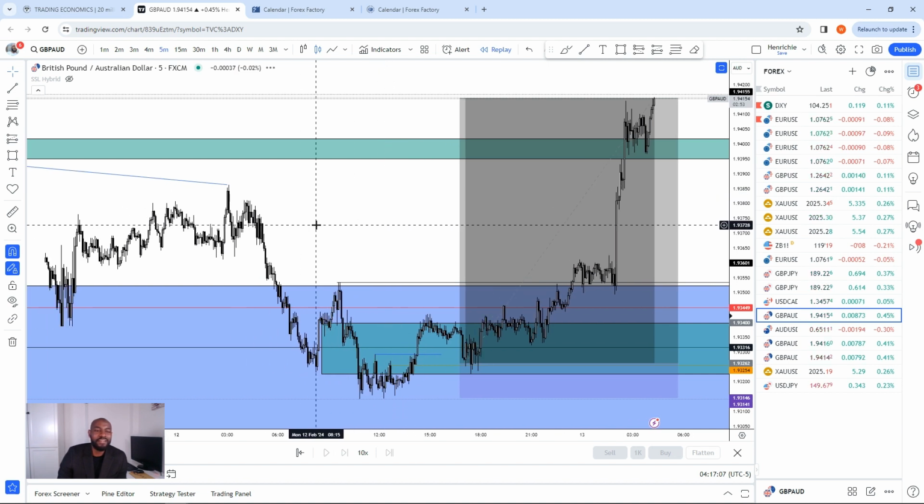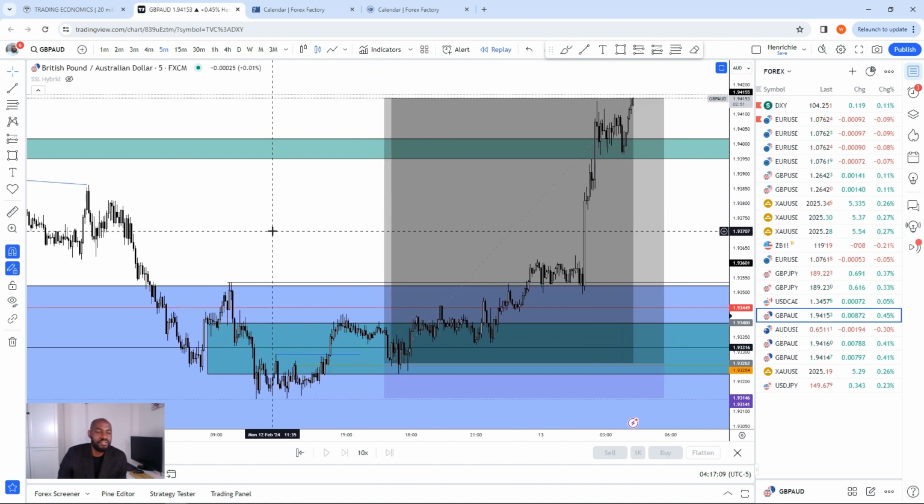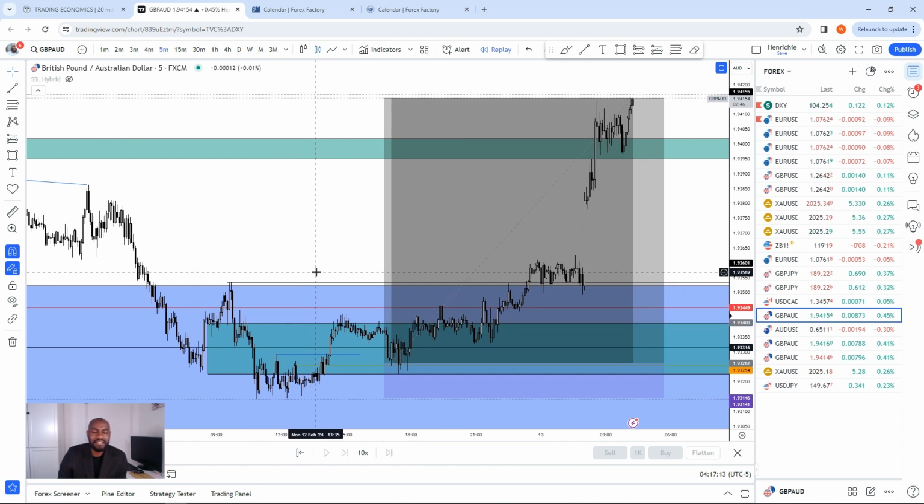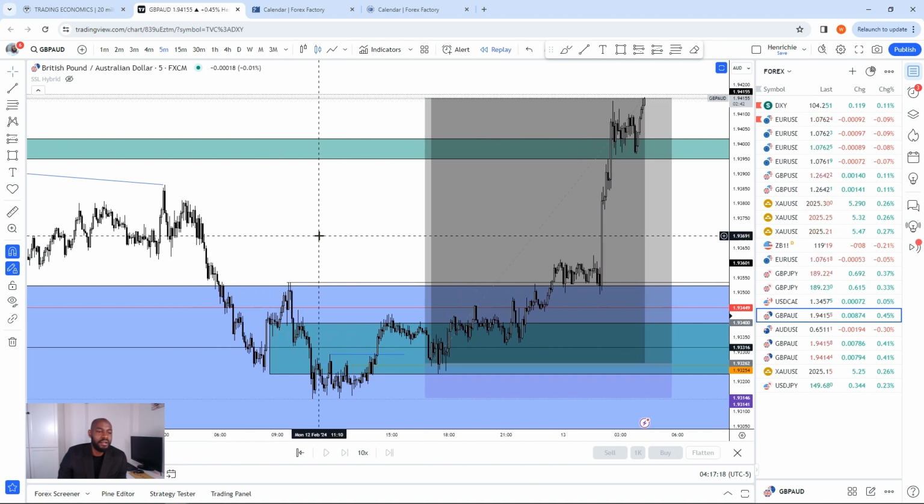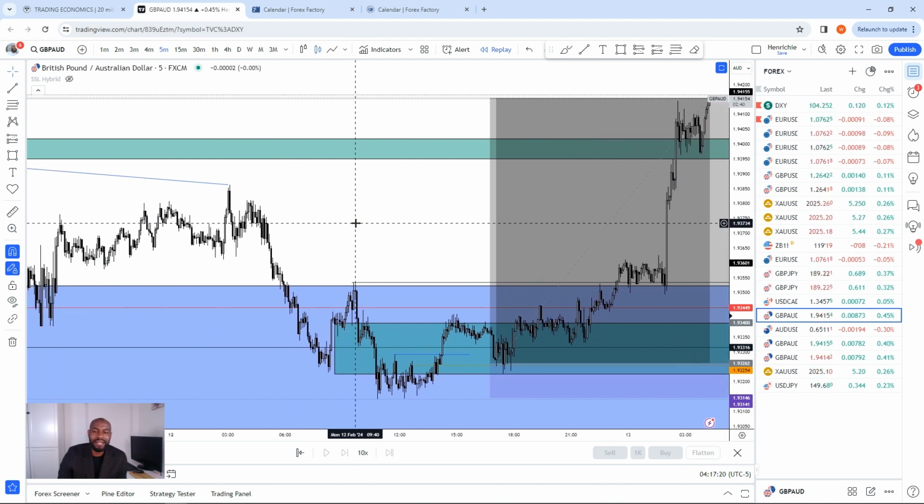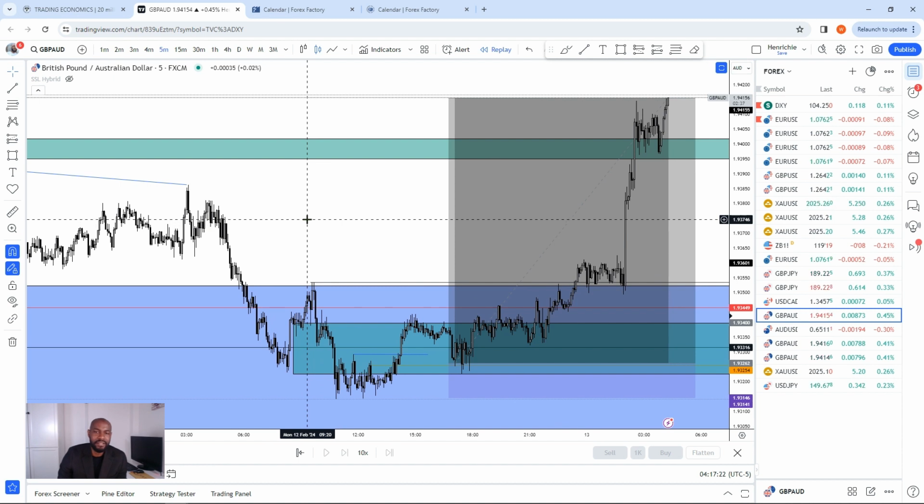The only thing there is, if you don't feel comfortable taking the trade, then that's fine. You don't really have to take the trade, because all that matters is the people that are interested in the trade, they just take it. If it's a win, it's a win. If it's a loss, it's a loss.